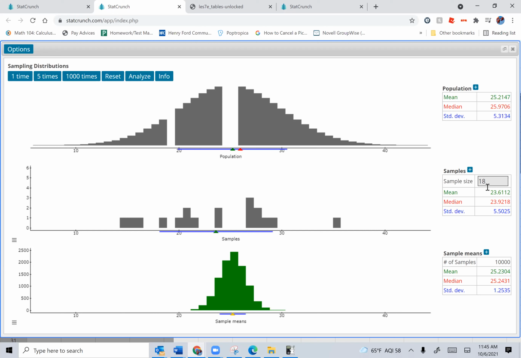Okay, I got 1.2523. Look, guys, at the standard deviation, 1.2535, which is very, very close, approximately the same. But we notice that the distribution of the sample means is bell-shaped with a smaller standard deviation, but the same mean. Both of them get the same mean.